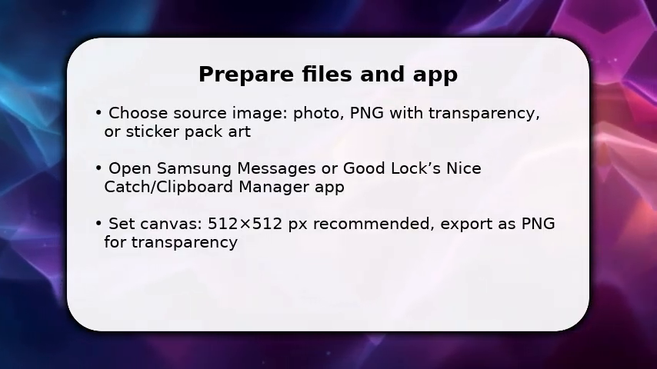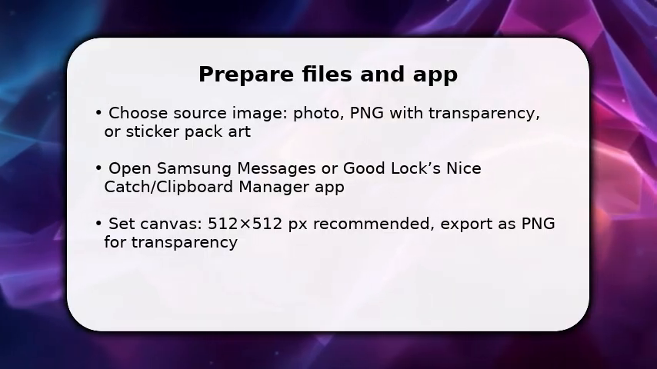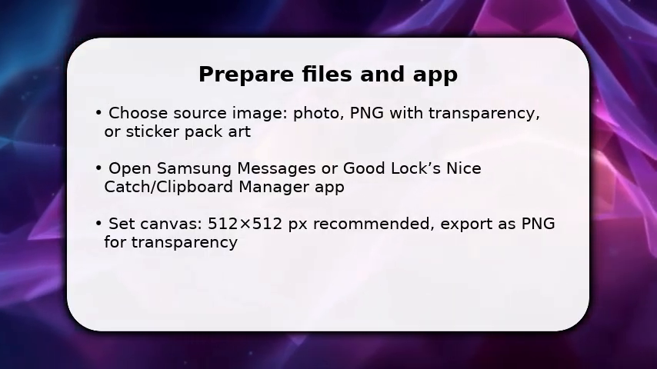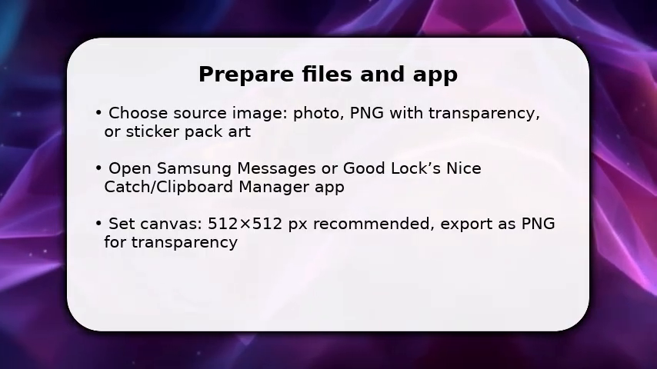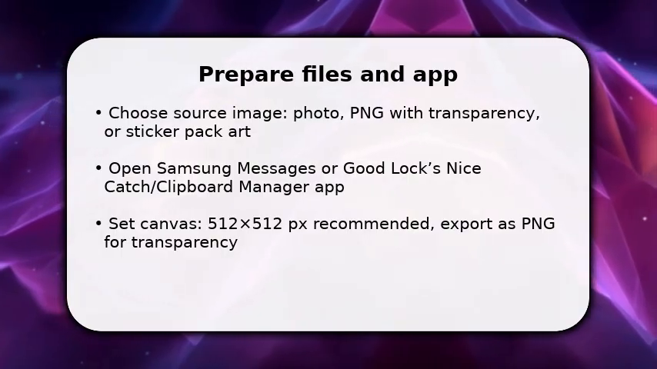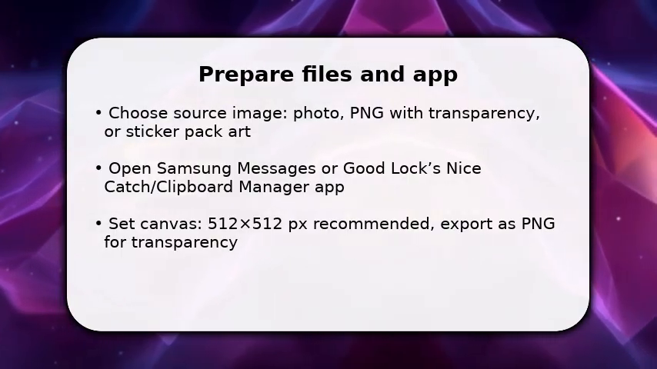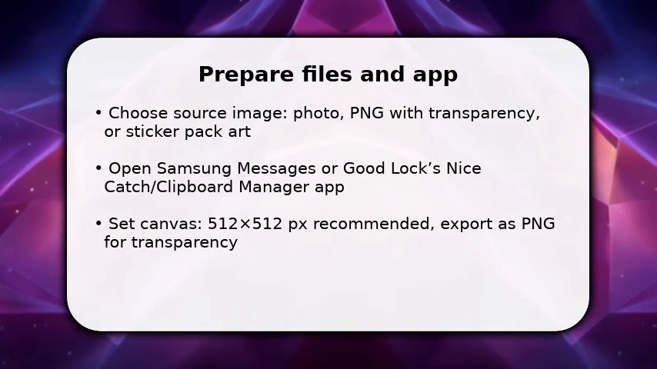Crop or export the image to a 512 x 512 PNG to preserve transparency and keep file size low. Once done, name files clearly so you can find them. Make sure the subject is centered and background removed. This helps the sticker engine detect edges and scale properly as you add it to your keyboard or message pack.